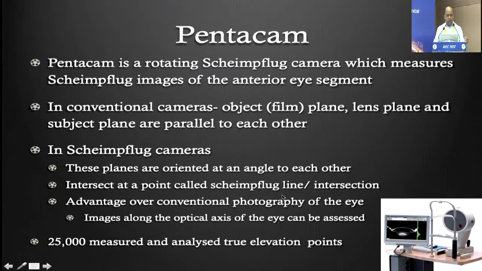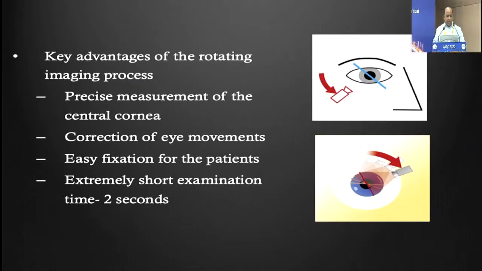The advantage of this system over conventional photography of the eye is that images along the optical axis of the eye can be assessed. And if we talk about the data point measures, it measures 25,000 data points, shifted from 9,600 to 25,000 in Pentacam. The key advantage of the rotating imaging process is precise measurement of the central cornea. Correction of eye movement is possible with the machine. The fixation is very easy for the patient, and it's a very quick procedure, it just takes 2 to 3 seconds.